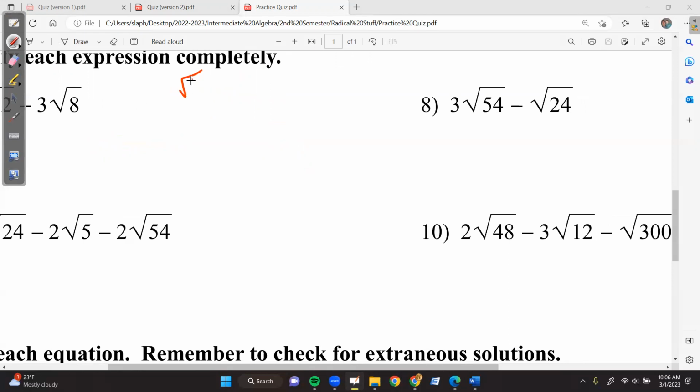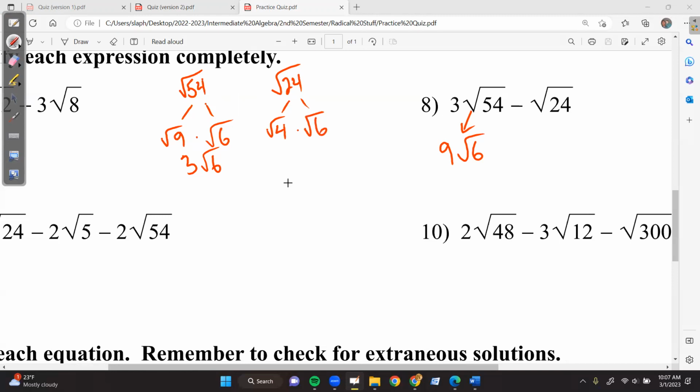So the root of 54 can break into what? Root 9, root 6, 3 root 6, which turns this into 3 times 3, 9. Okay. 1 down, 1 to go. How do you break down a root 24? Root 4, root 6, becoming... and 9 apples minus 2 apples is 7 apples.